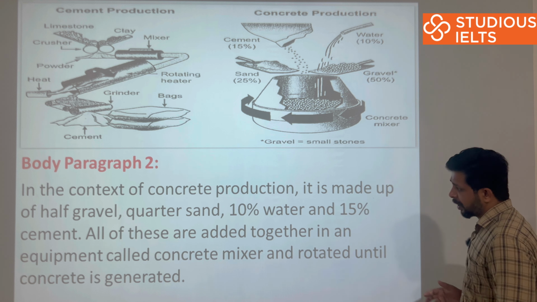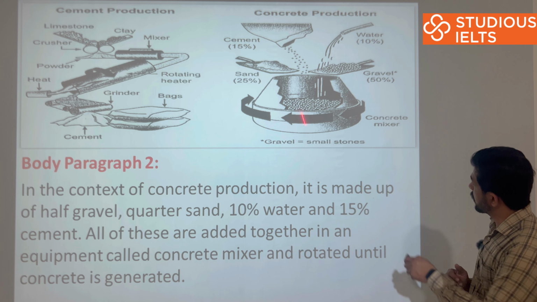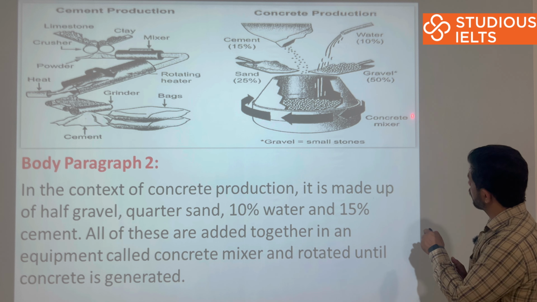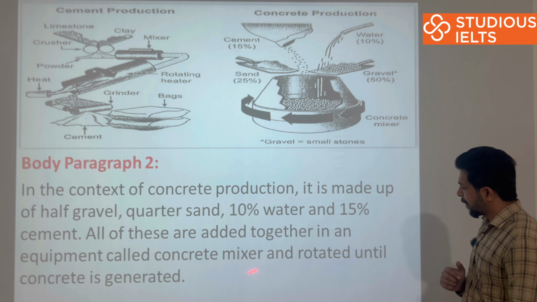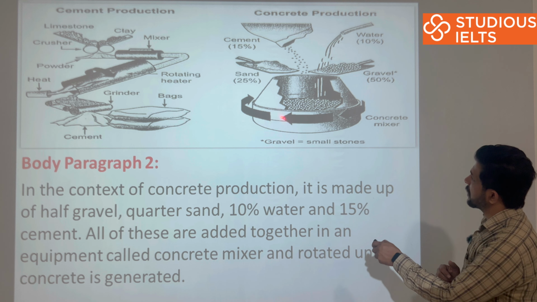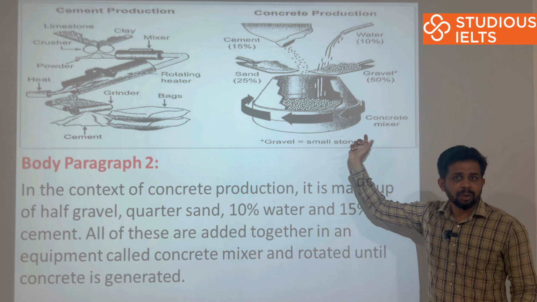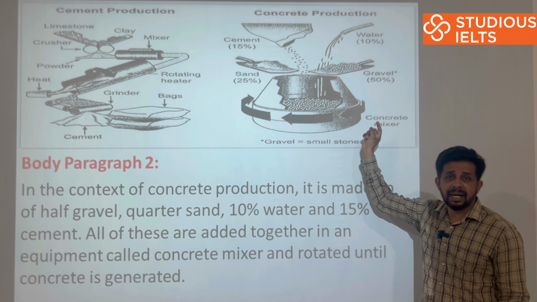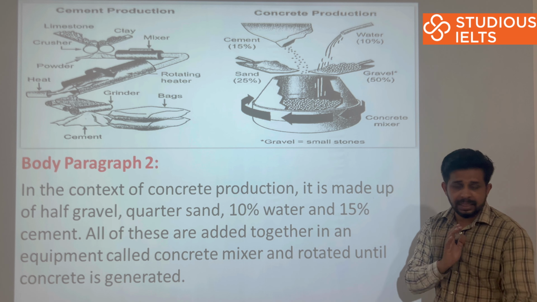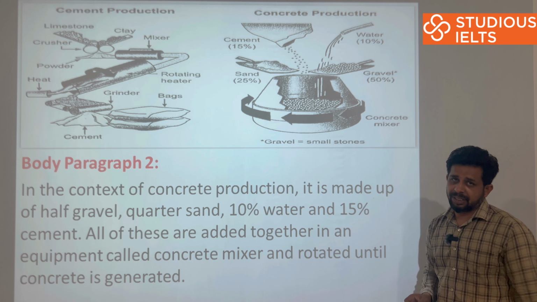What happens next? All of these are added together in an equipment. This is the equipment called concrete mixer. This is the name of the equipment, and it is rotated until concrete is generated. You can clearly see from the arrows that this is actually rotating itself when the things are added into it. And with this rotation, it is properly mixed and finally something is ready for use, and that is concrete.